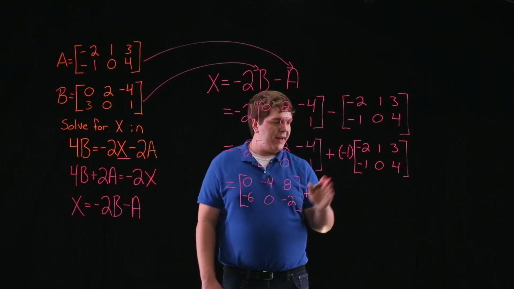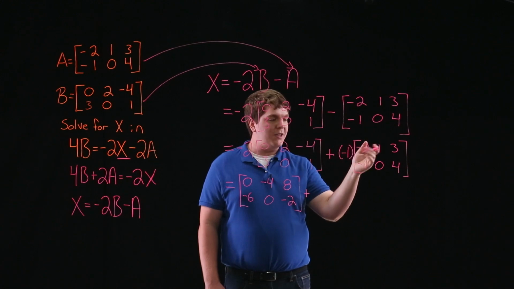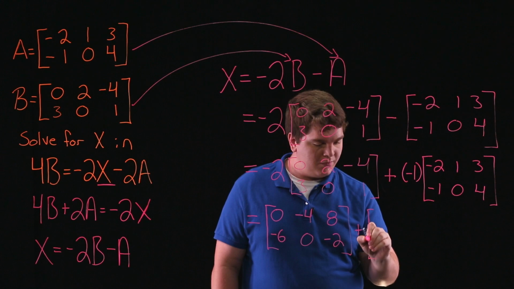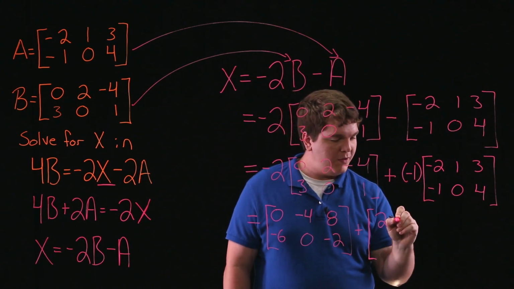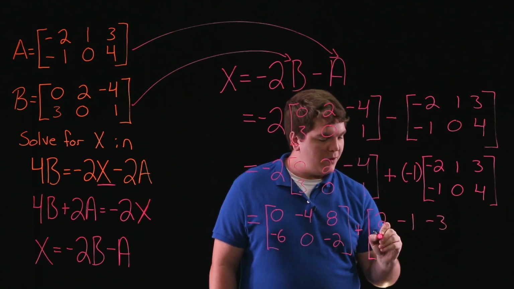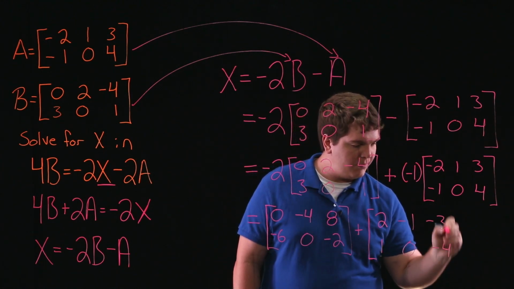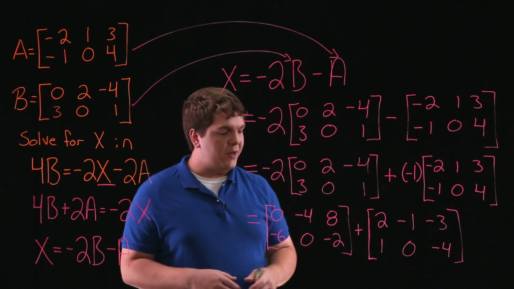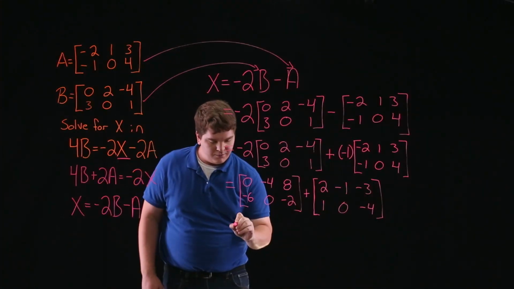And to this, we're adding negative 1 times our matrix A. So here, we'll multiply every entry in our matrix by negative 1. And this leaves us with our first row being 2, negative 1, negative 3, and our second row being 1, 0, negative 4. Now to add these two matrices, we just have to add each corresponding entry.